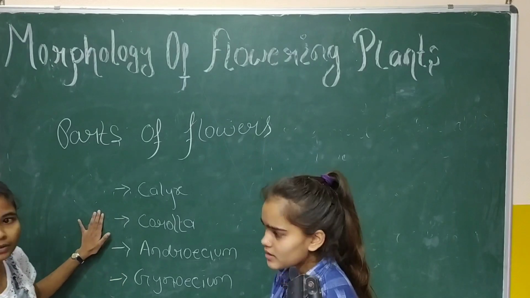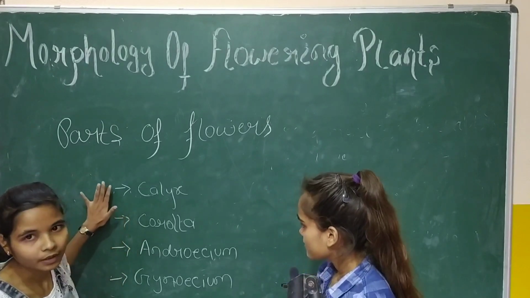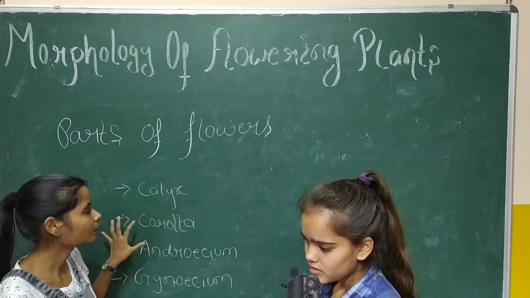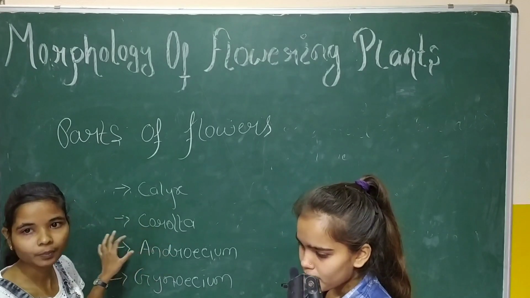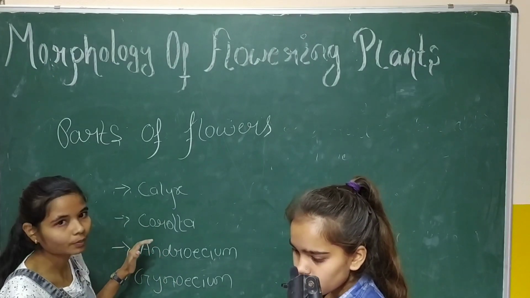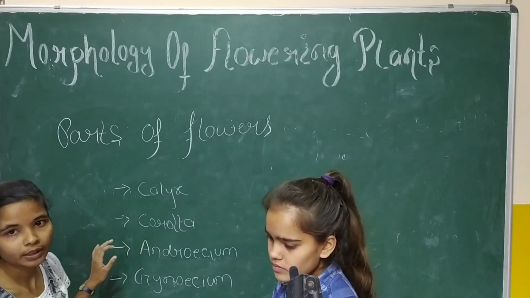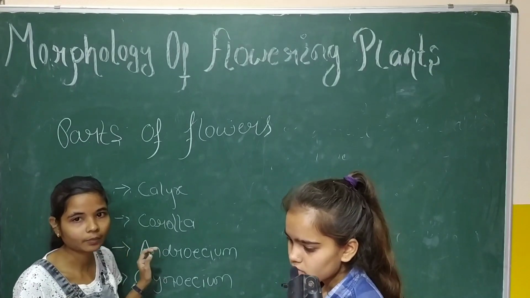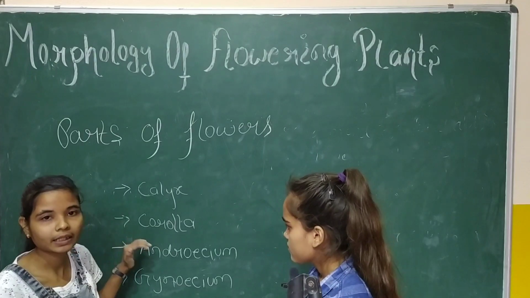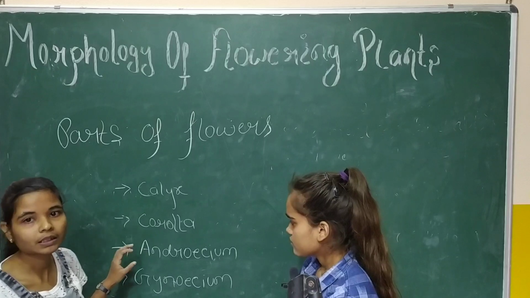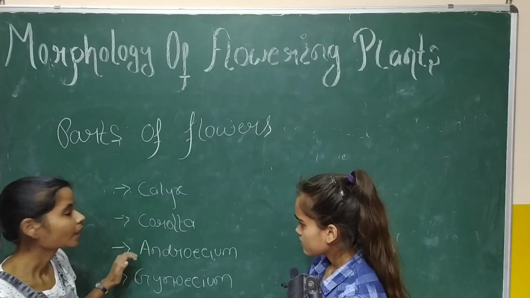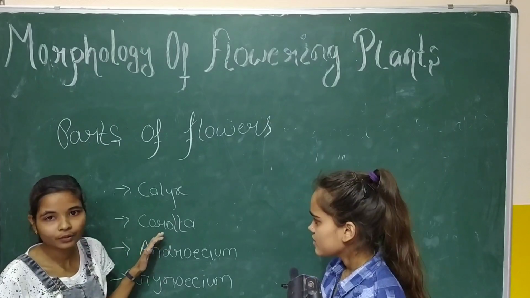We will talk about another part of the flower, that is corolla. Corolla is the colorful petals, and they help in pollination. Usually insects get attracted by its color and help in the process of pollination. Similarly, as we saw in sepals, they are polysepalous and gamosepalous, petals are also polypetalous and gamopetalous. In the case of polypetalous, the petals are free, and in the case of gamopetalous, they are united. Now we will talk about corolla only.